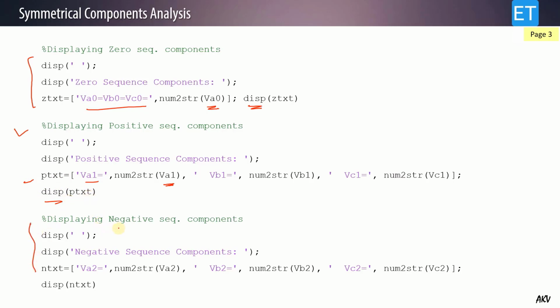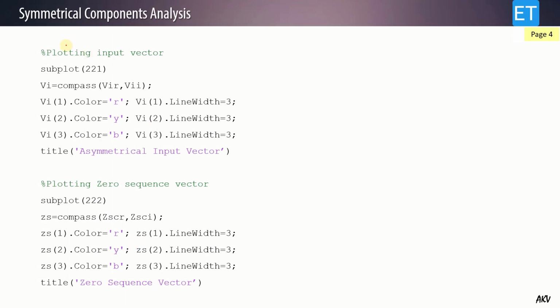Similarly, you are displaying all the negative sequence components here. You will see the outputs when I run this program in MATLAB. And here, this is actually the plotting. First I am plotting the input vector with the help of subplot. Here I am using the MATLAB inbuilt compass function. With this compass command, you can plot your vectors in the form of arrows, in polar form. Their length is the magnitude, and their angle theta is the angle from the horizontal axis.